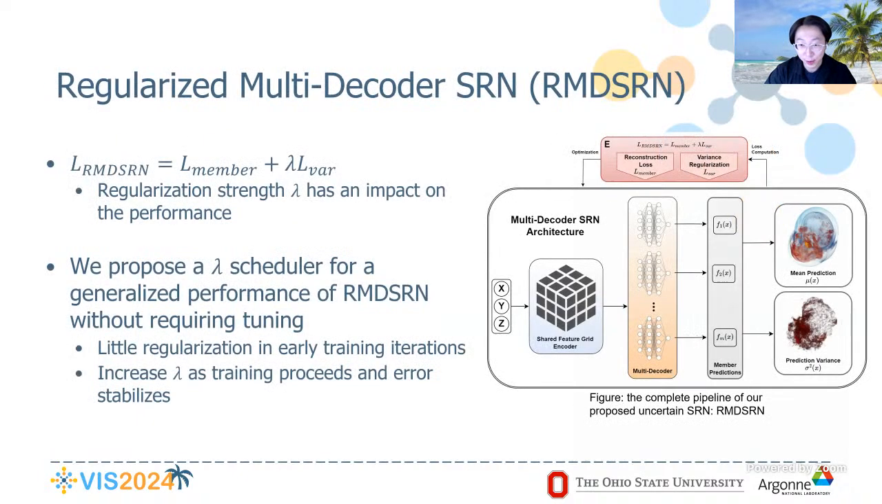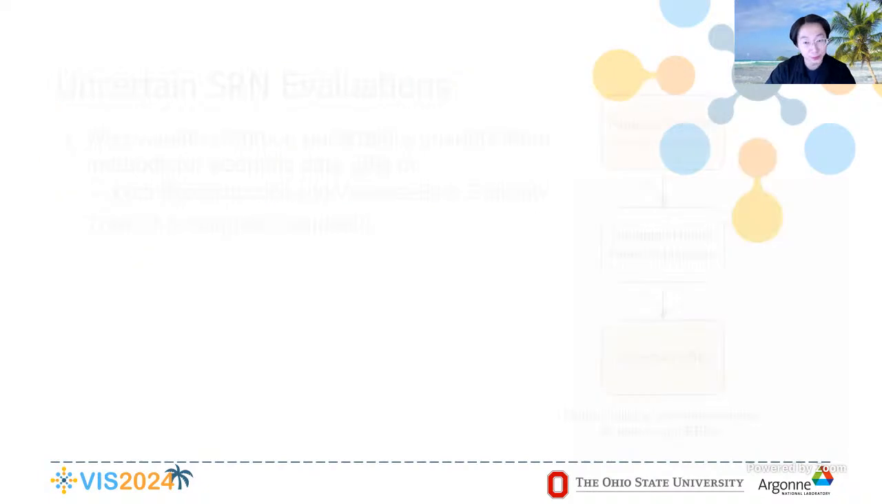We dubbed the final model regularized multi-decoder SRN, or RMDSRN, which is the multi-decoder network trained with the weighted regularization. We additionally design a scheduler for the regularization strength such that we don't need any tuning to achieve satisfactory performance.